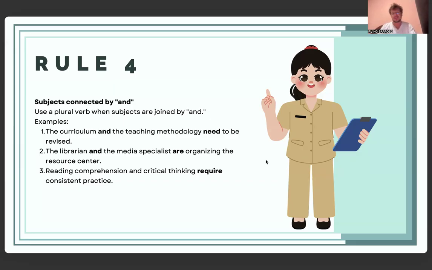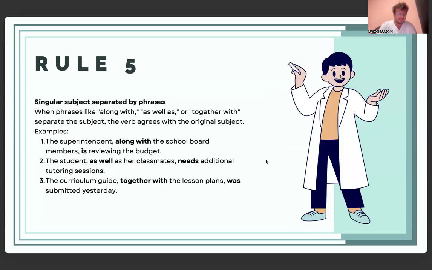So the examples are: the curriculum and teaching methodology need to be revised. The librarian and the media specialist are organized in the resource center. Reading comprehension and critical thinking require consistent practice. For example, in rule number 5, singular subjects separated by phrases like along with, as well as, or together with, the verb agrees with the original subject.